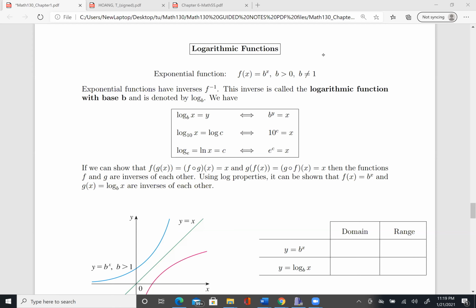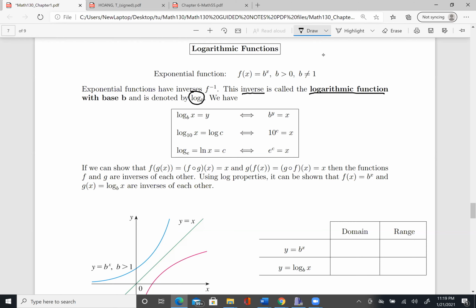So the question is, what is the inverse function of the exponential function? That is going to be the logarithmic function. We call the inverse of the exponential function the logarithmic function, with the base b, and denote it by log base b. So log base b of x equal to y can be converted to the exponential form as b to the power y equals x.